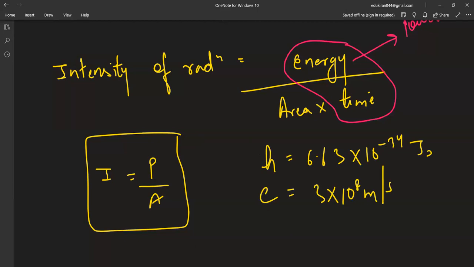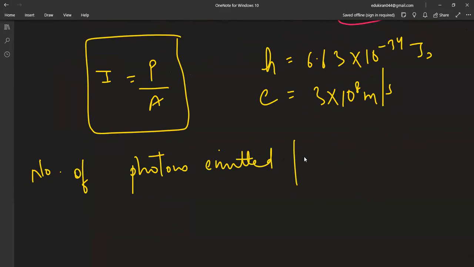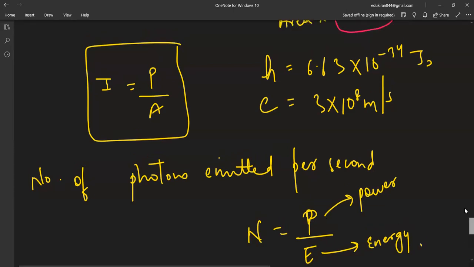One more formula. Number of photons emitted per second. This is also there. So number of photons is the power divided by energy. This is power divided by the energy, number of photons. This is power and this is energy. That's it. These all will be used. You can quickly note down this.